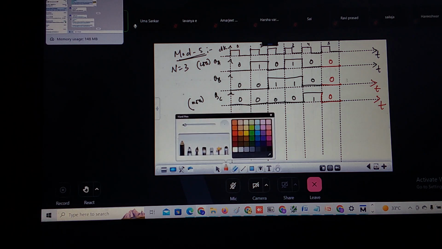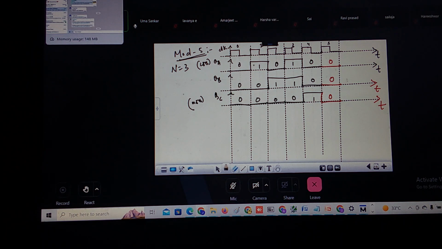Now, what is the duty cycle of this QA? How to find the QA duty cycle? It is T on divided by the total time. In this case, T on is 2 and the total time is 5 clock cycles. So 2 divided by 5 is 0.4. 2 by 5 means 40%.